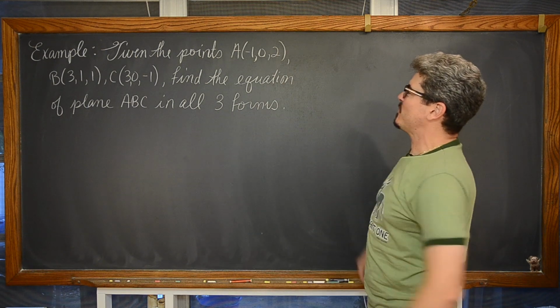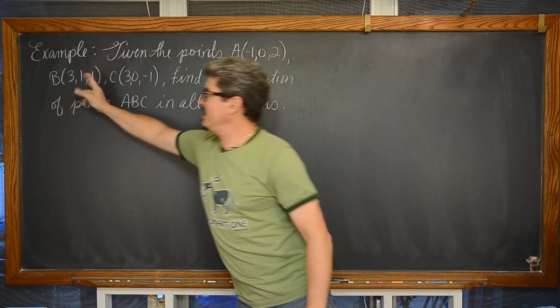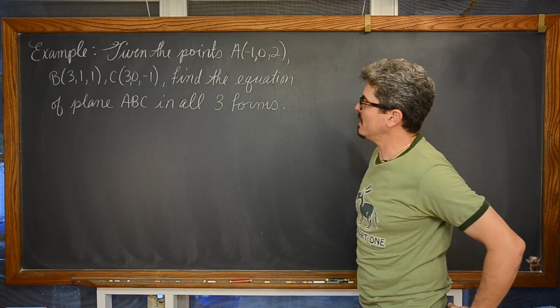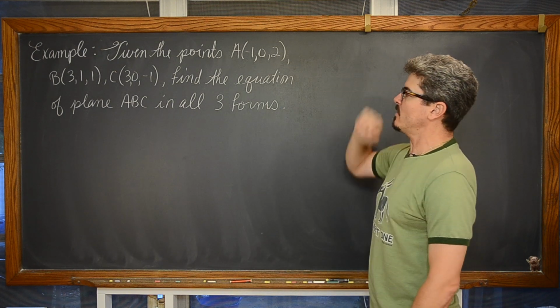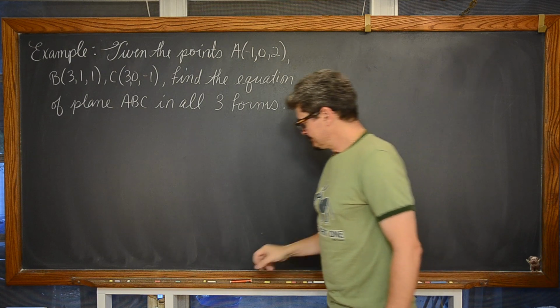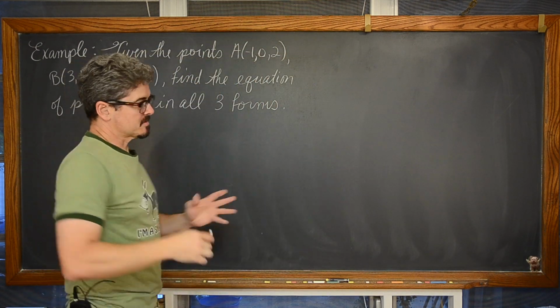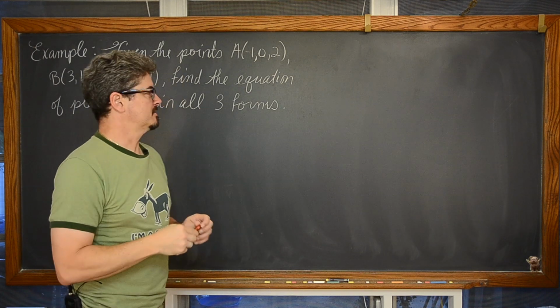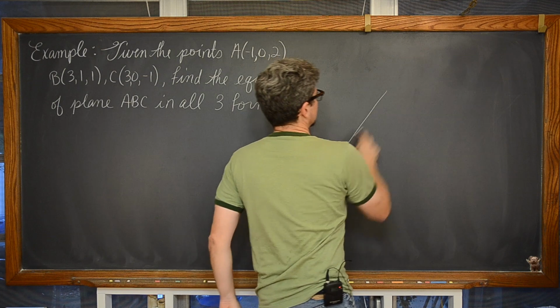So we have given the points: A has the coordinates -1, 0, and 2, B has the coordinates 3, 1, and 1, and C has the coordinates 3, 0, and -1. Find the equation of the plane ABC in all three forms. Now I'm not going to try to draw a three-dimensional plane with the 3 points and rotate it around. I have a flat chalkboard, so this is not drawn to scale, but just imagine that we have some plane.